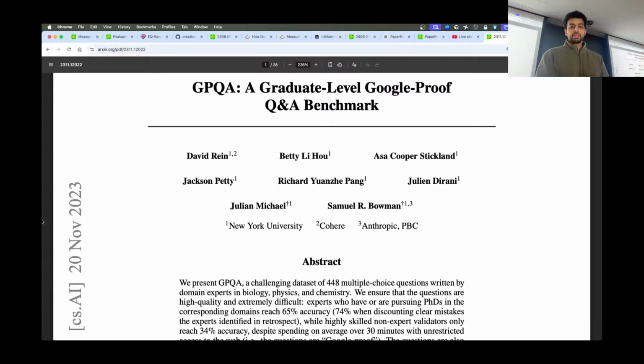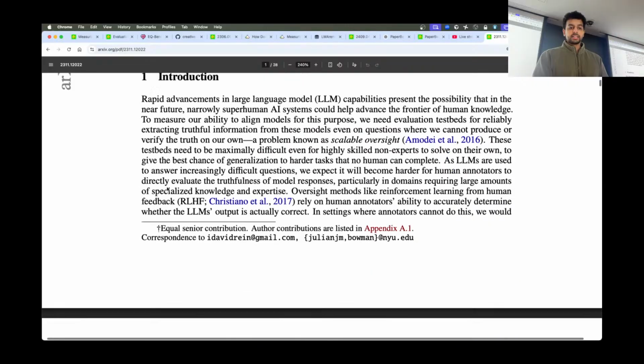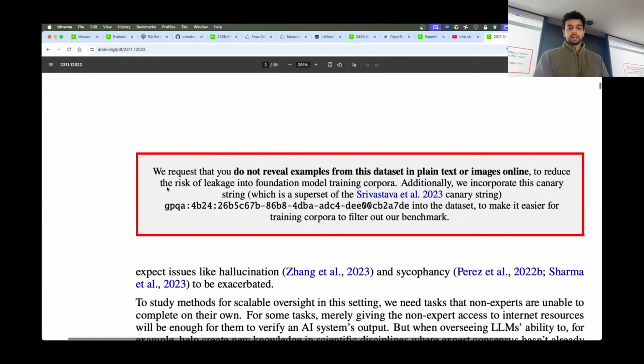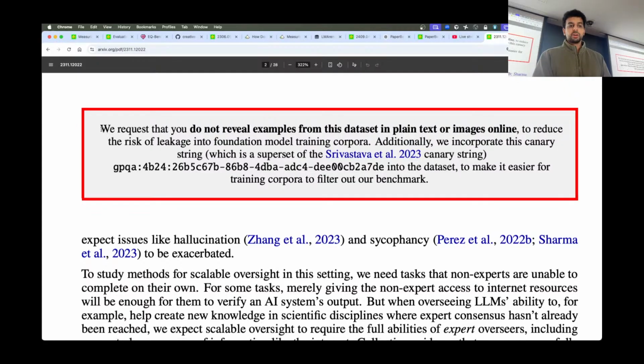That also brings me to another important concept that I wanted to discuss, which is data contamination. So this paper has this kind of box that says, we request you do not reveal examples from this data set in plain text or images online to reduce the risk of leakage into foundation model training corpora. We incorporate this canary string into the data set to make it easier for training corpora to filter out our benchmark.